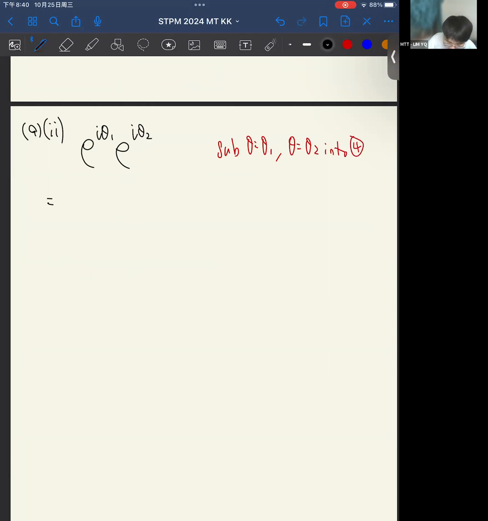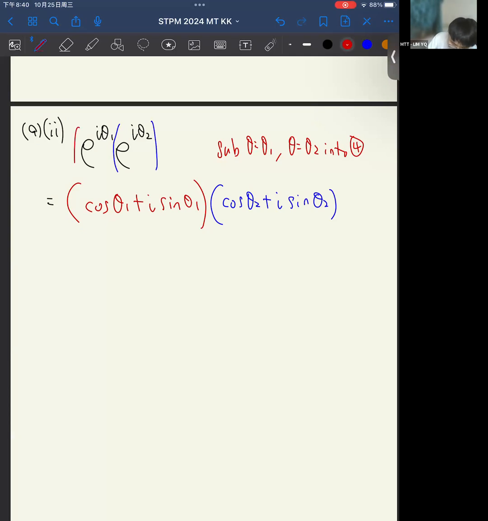We will use this. If we substitute θ1, we get cos θ1 plus i sin θ1. If we substitute the second one, θ2, we get cos θ2 plus i sin θ2. Can you understand this? We substitute the blue color one using this, the red color one using this. There are two different formulas. Now you can expand this bracket.